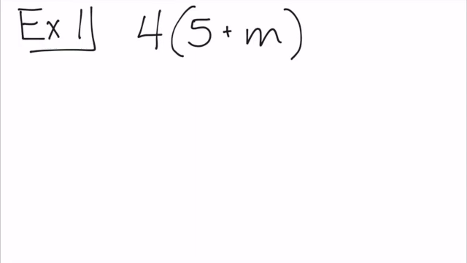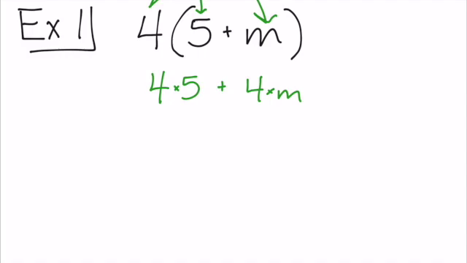So we have 4 times, in parentheses, 5 plus m. So if we're using the distributive property, we have to share the 4 with the 5 using multiplying. So that becomes 4 times 5. And we have to share the 4 with the m. So that means 4 times m. And bring down that plus sign in the middle. Now we can do Aunt Sally.